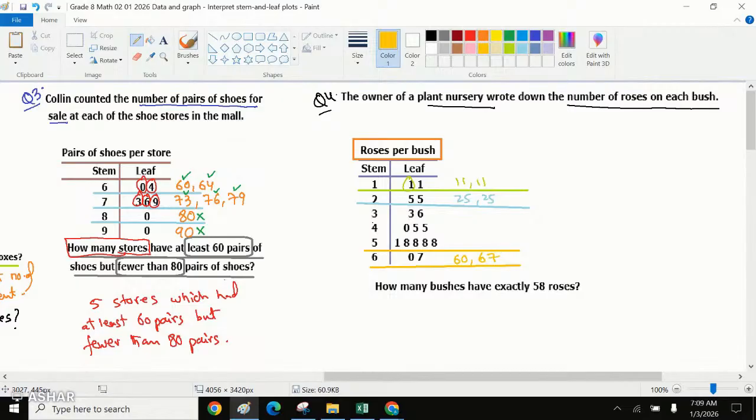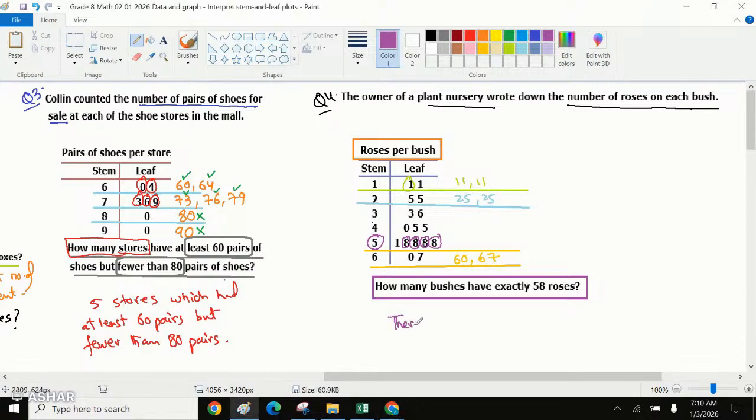The question says how many bushes have exactly 58. So we need to see the stem of 5, right? This is stem of 5. And the leaf would mean there should be 8 over there. So how many 8s are there? 1, 2, 3, and 4, right? So it should mean there were 4 bushes.